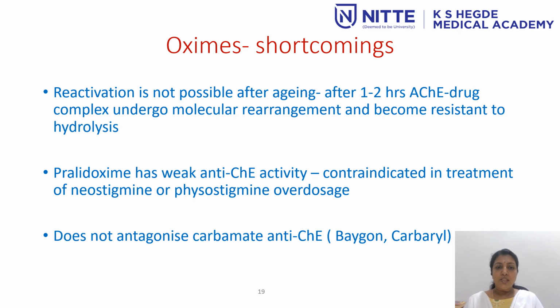And pralidoxime has weak anticholinesterase activity, and hence it is contraindicated in the treatment of neostigmine and physostigmine overdosage. They are also contraindicated in carbamate anticholinesterase poisoning, like Baygon and carbaryl. With that, we come to the end of the treatment of organophosphorus compound poisoning.